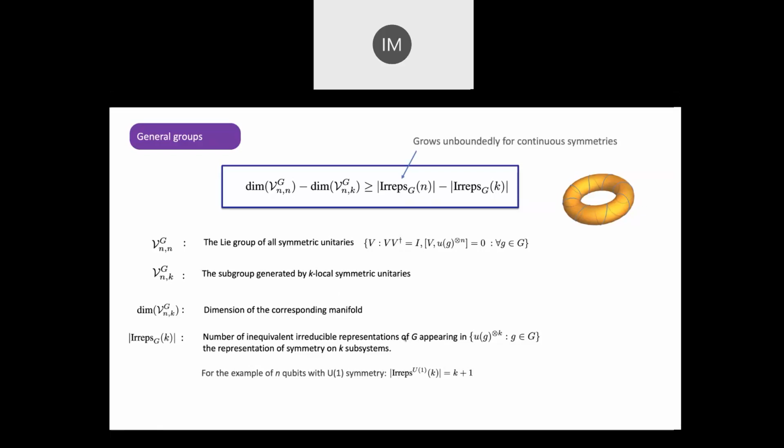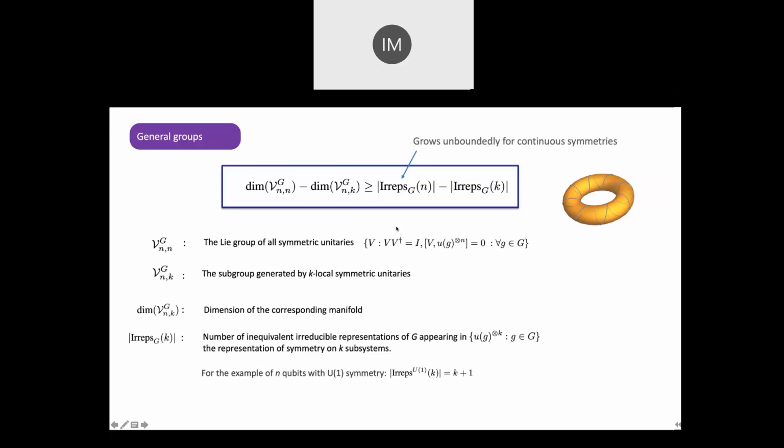Okay, so now in the case of continuous groups, I know that this quantity, irreps of G, can grow unboundedly. In the case of a finite group, this has a maximum, which is just the size of the group G. But for a continuous group, this can grow unboundedly, whereas this quantity is just determined by locality of these interactions, and it remains constant. So as you see, the gap between the dimension of all symmetric unitaries and the dimension of the subgroup generated by K-local symmetric unitaries grows unboundedly. The difference between these two dimensions grows unboundedly.